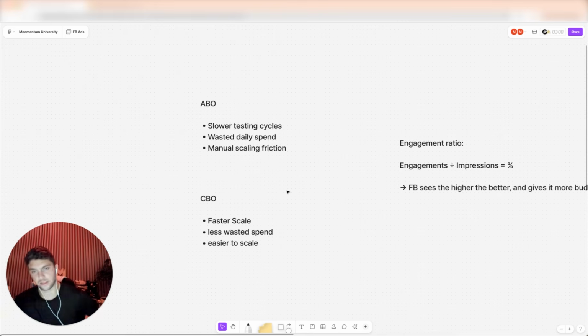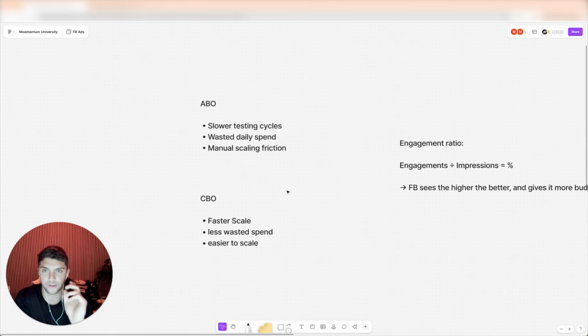Another thing a lot of people always ask is ABO versus CBO. I used to be a big ABO advocate, okay? If you don't know what that is, it's pretty much ad budget optimization. There's a strategy where you say, hey, I want to allocate a specific set amount of budget towards every single ad creative that I produce, and I want to see that budget through. This works really well, especially if you have a lot of money and really good creative that you want to push out and give every single creative a fair shot and a fair opportunity.